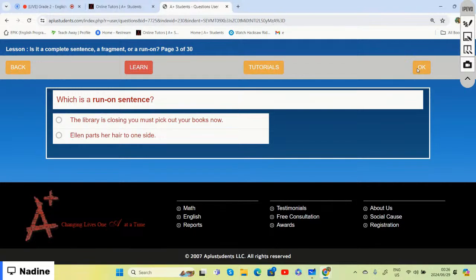Now a run-on sentence. Remember, basically two sentences that should have been written as one. It says the library is closing. You must pick out your books now. Or Ellen parts her hair to one side. Option one or option two?